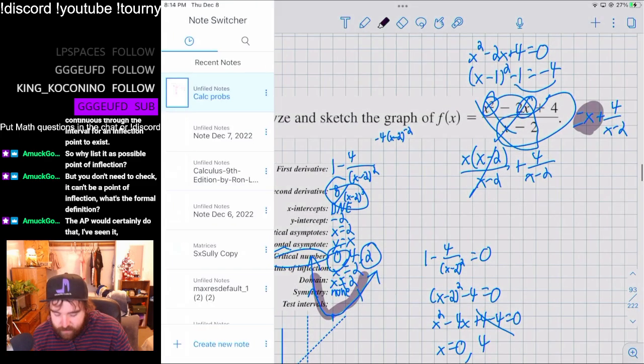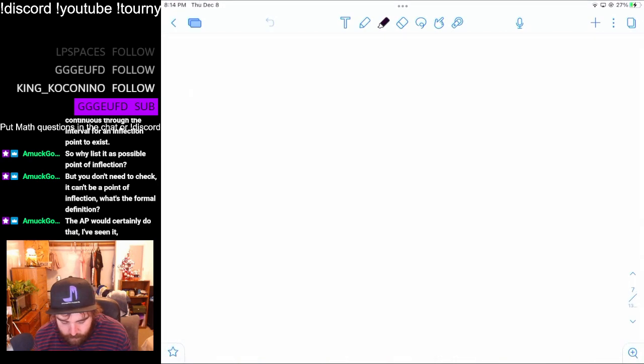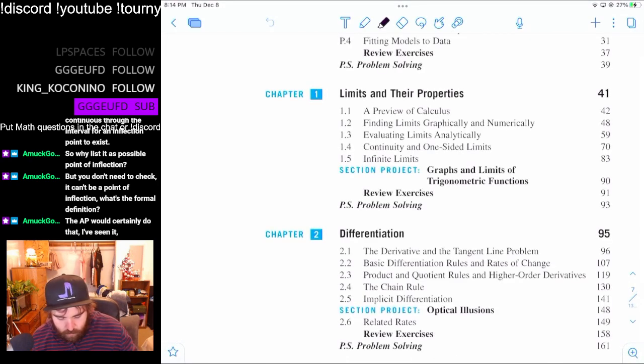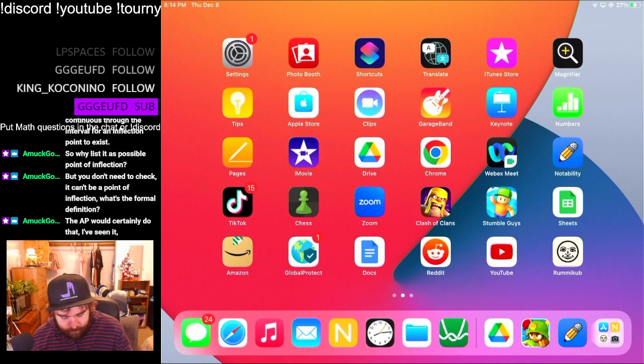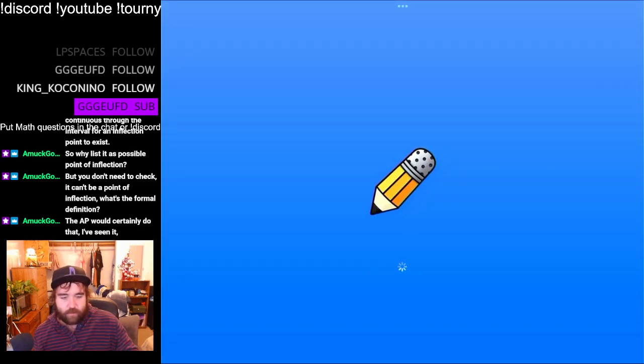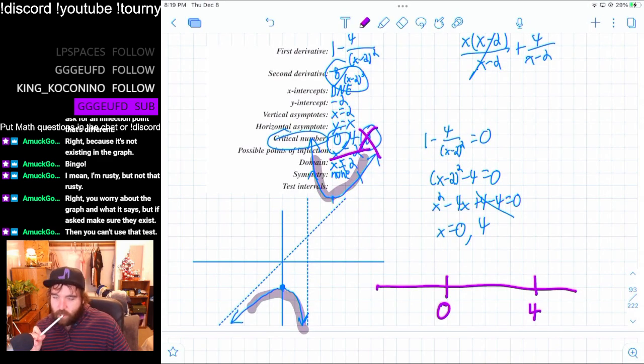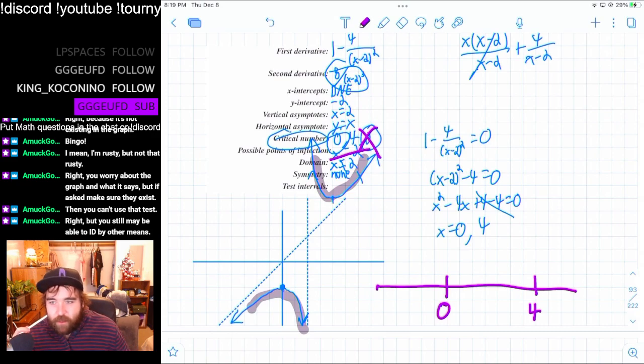I suppose we can glance in the textbook, see what the textbook did. Oh, maybe not. I'm going to pause the recording for a second. So we figured out in the textbook that technically to be a critical number, it does have to be defined, and the same for points of inflection. So technically I shouldn't have listed that one up there or that one.